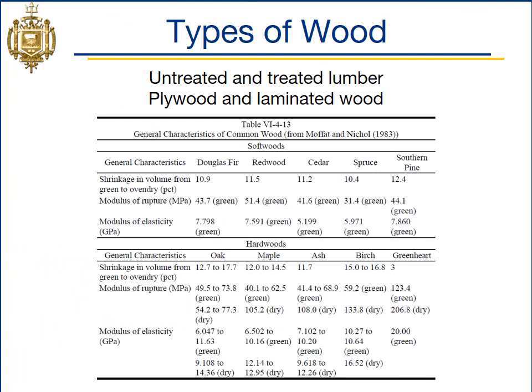At the top you see softwoods, at the bottom you see hardwoods, and you can see the three rows in both of these are shrinkage in volume from green to oven dry. So that's from when you cut the tree to when you've fully dried out. You can see a range from anywhere from 3 to about 18% shrinkage there. Modulus of rupture is another name for ultimate strength for wood. You've got all those listed as well, and then also modulus of elasticity, which you're familiar with for metals. The same thing is true for wood.